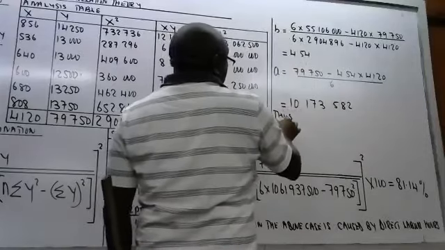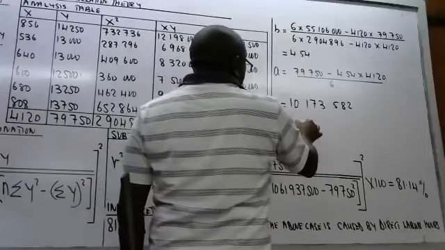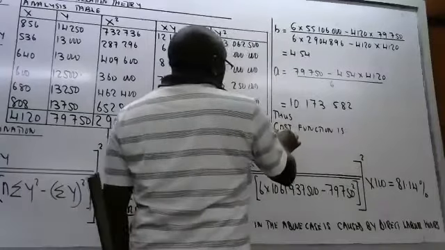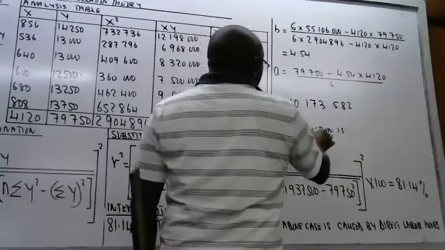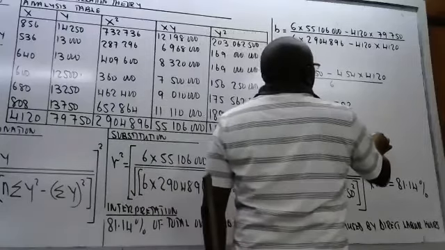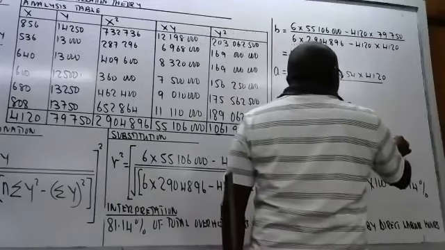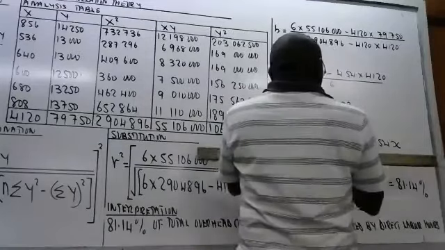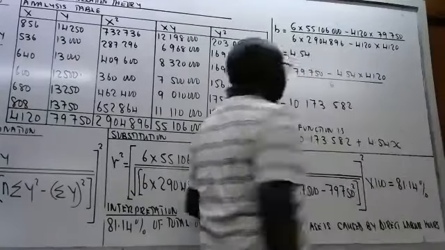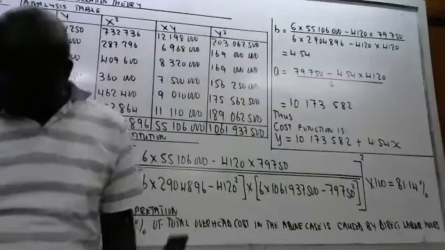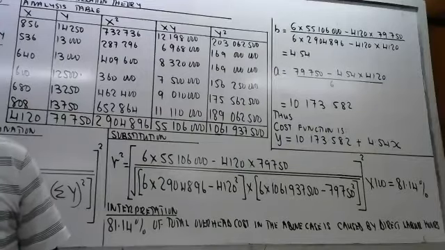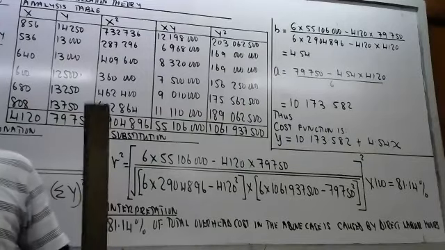Thus, the cost function is y is equal to 10,173.582 plus 4.54x. So I think that is what you've been told to do. So the question is now fully answered.